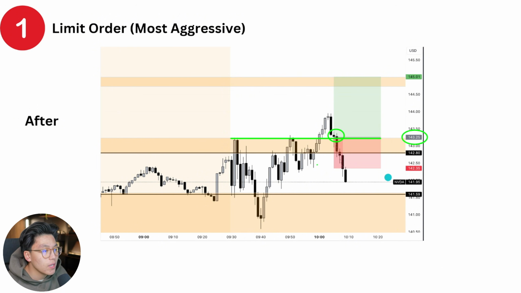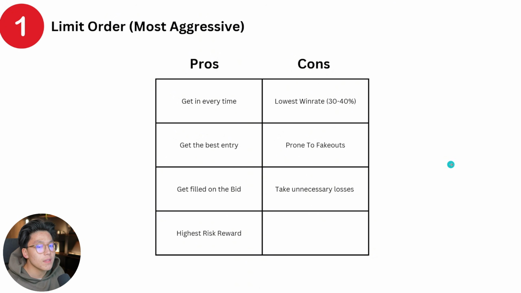We get filled, and you can see in this case, price ends up pushing towards the downside, and we end up getting stopped out. So you can see in this case, no matter the price action at this key area, we're going to get in no matter what, just because we have a limit order, which is the most aggressive entry model. So let's talk about the pros and cons when it comes to having a limit order.